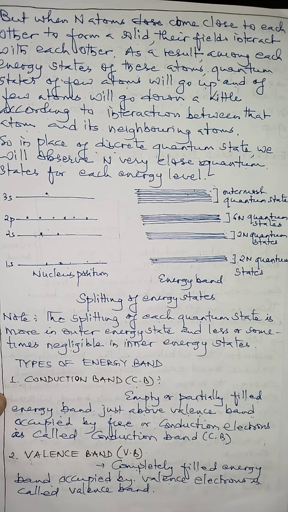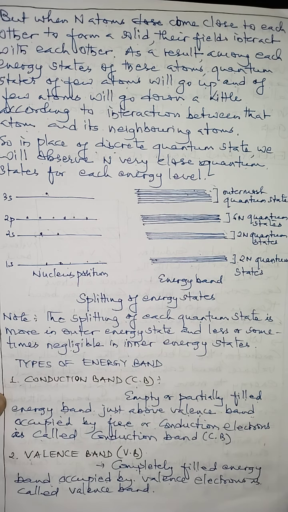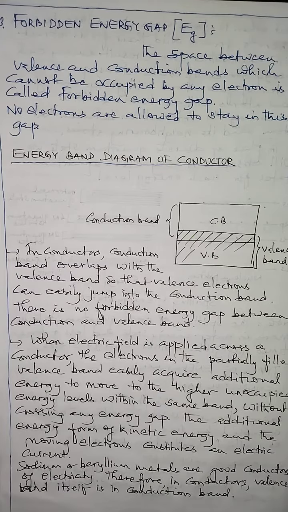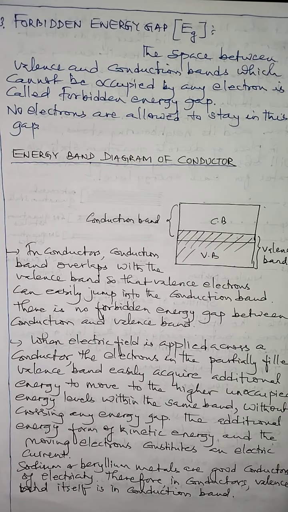These are the two bands which can be observed in any solid, whether it is a semiconductor, insulator, or conductor. On the basis of this energy band only, we can classify the solid as a conductor, insulator, or semiconductor. Next, we need to define what lies between the two bands, the conduction band and the valence band.